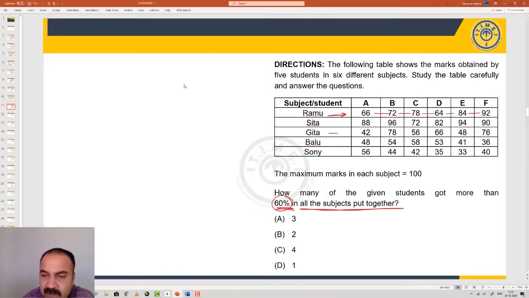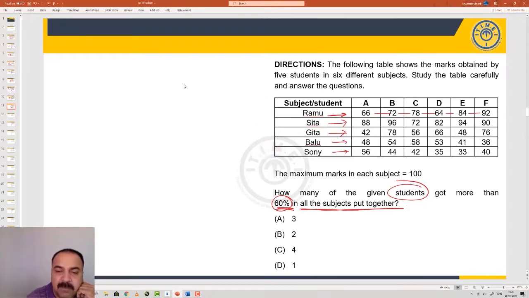Same thing I will have to do with every student. So I'll look at all the subjects for the given student, that is a horizontal addition. And then I'll have to compare with the yardstick of the question, which is, are they scoring more than 60%? And the question is, how many students got? There are 5 students. 1, 2, 3, 4, 5. So out of these 5 students, how many of them have got more than 60?